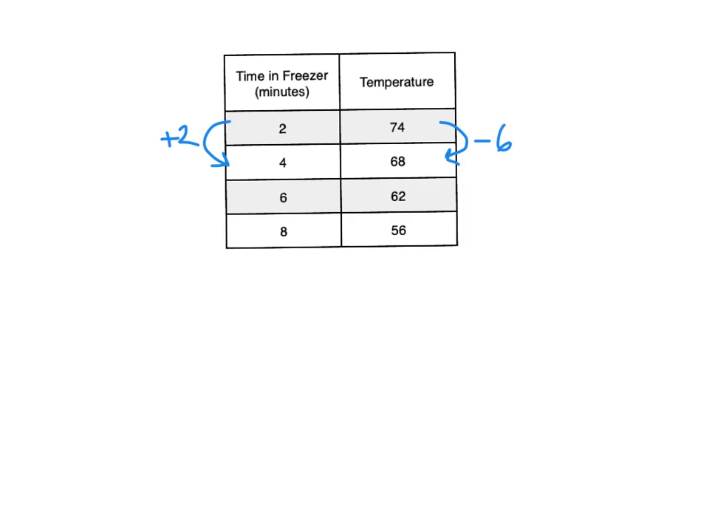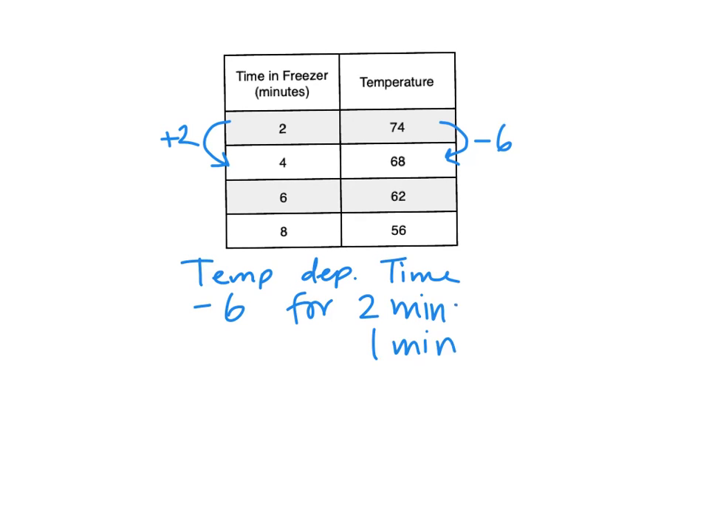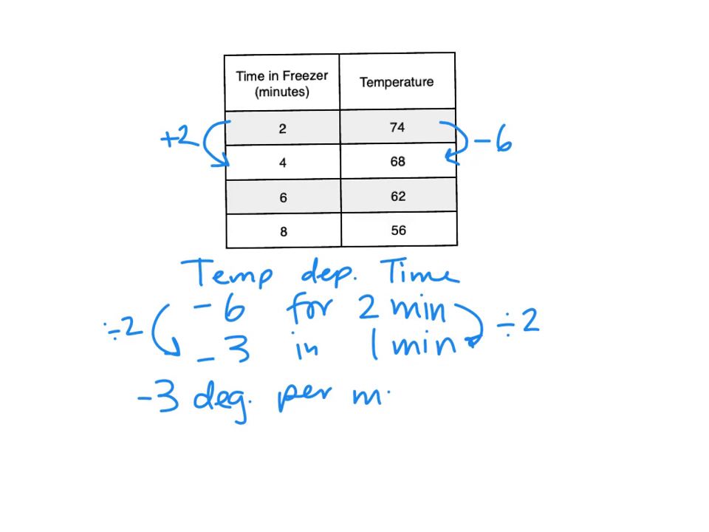So when we look at finding the unit rate, since the temperature depends on the time, the temperature goes down 6 for every 2 minutes. And we want a unit rate, so we want it per minute, in 1 minute. So I would divide by 2. And it goes down 3 degrees in 1 minute. So -3 degrees per minute. That's our unit rate.